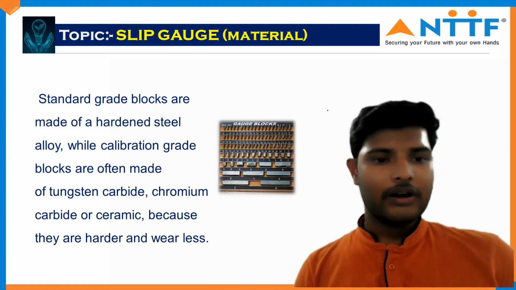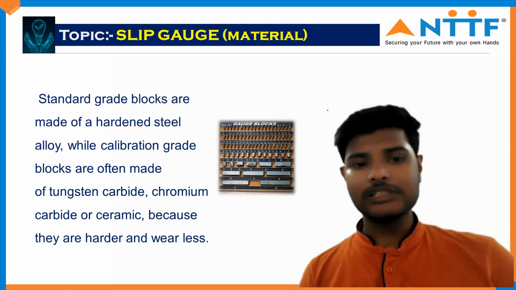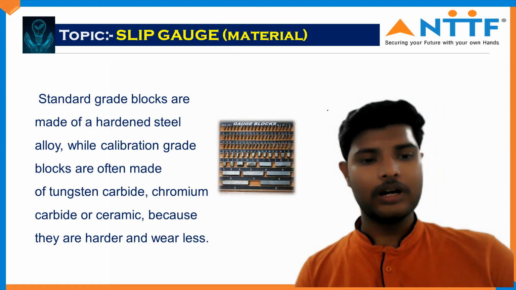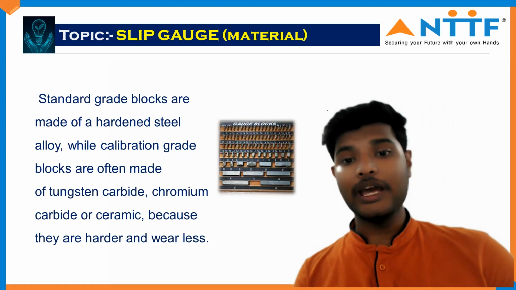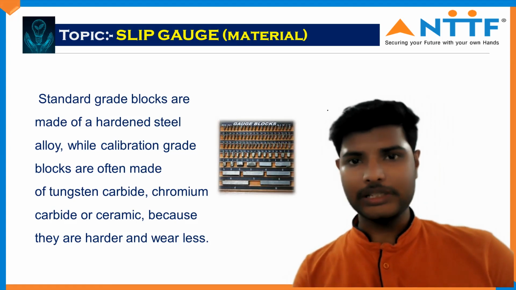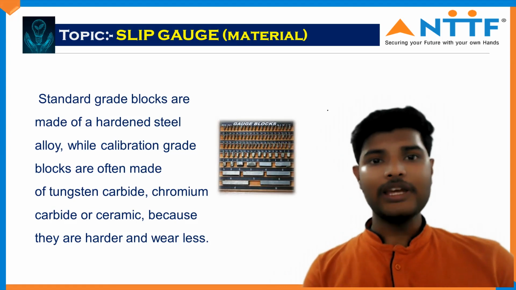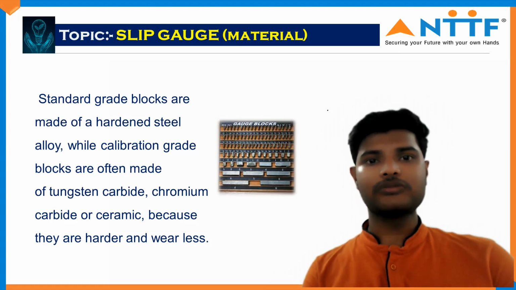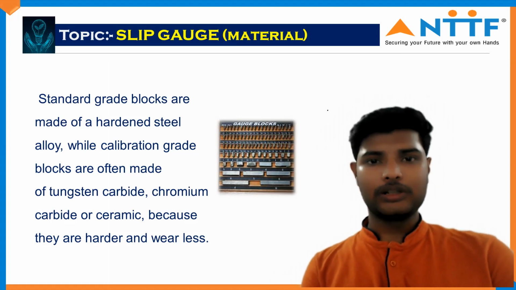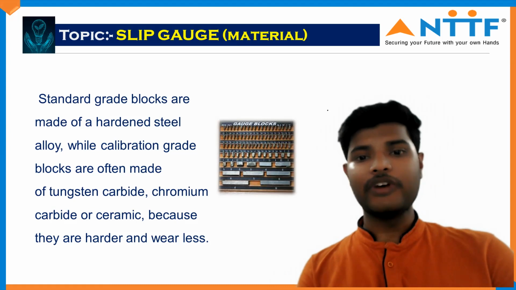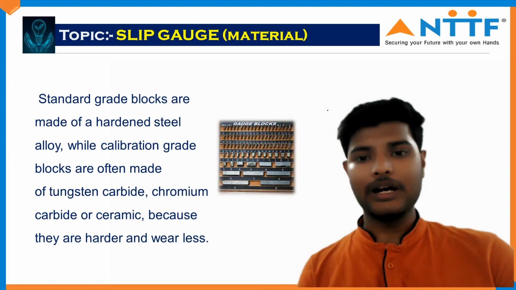So let's see ahead. Calibrated gauge blocks are often made of tungsten carbide, chromium carbide, and ceramic because they are hardened and wearless. So why are these things hardened and wearless? Because we have to use them again and again. It helps to prevent the instrument from wearing, so that it could protect itself and can be used again and again.